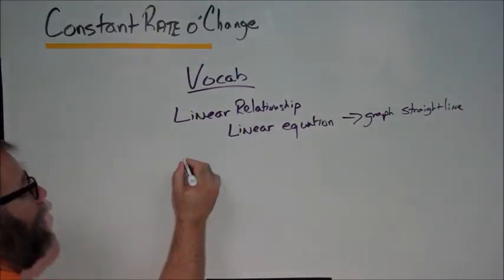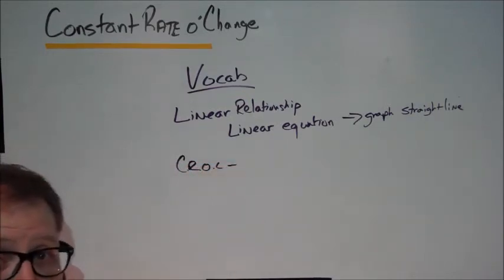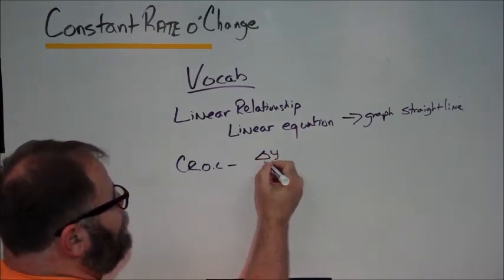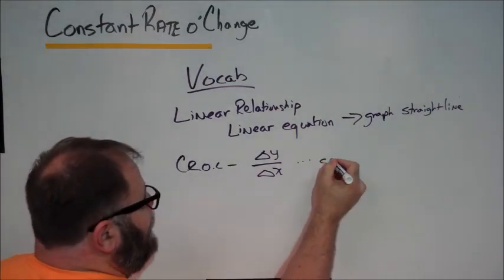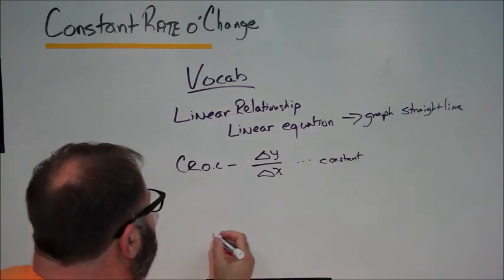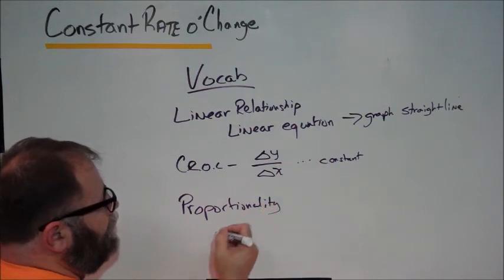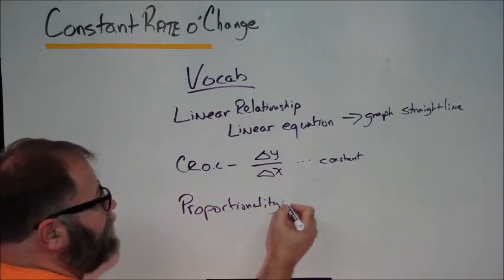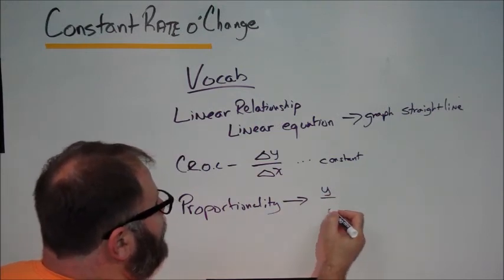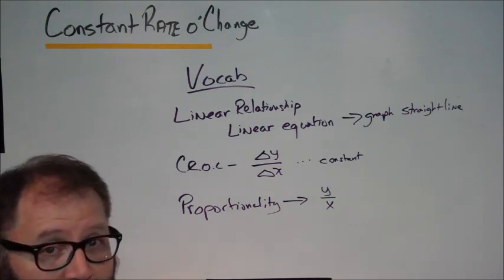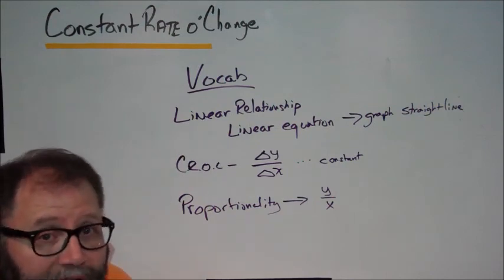Then we also have our constant rate of change. And our constant rate of change is found by comparing the change of y over the change of x. And it needs to be, as we know, constant. And what we also determined was proportionality. Proportionality is determined by the comparison of y to x. So as we look at it, does every y divided by x make the same ratio?